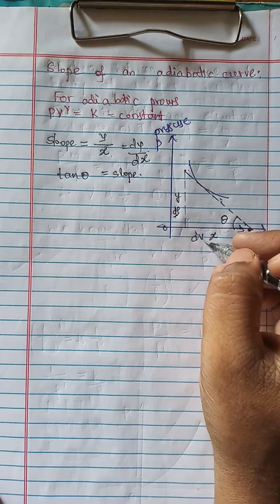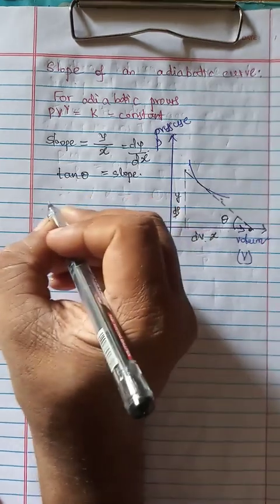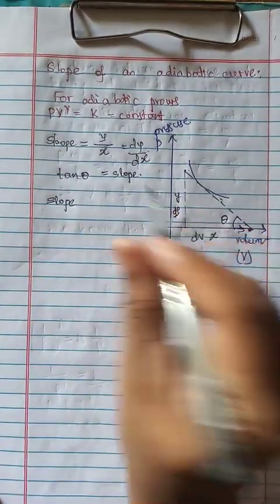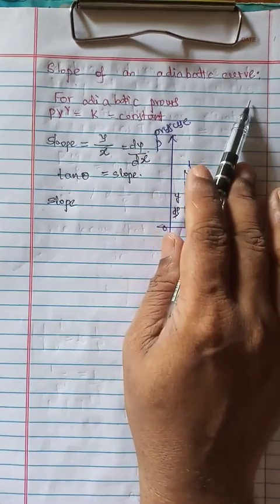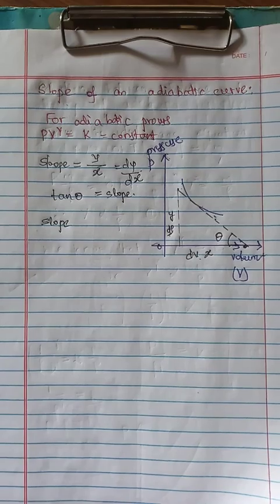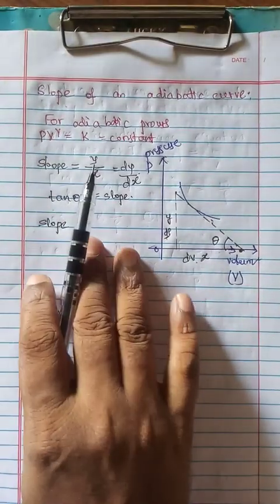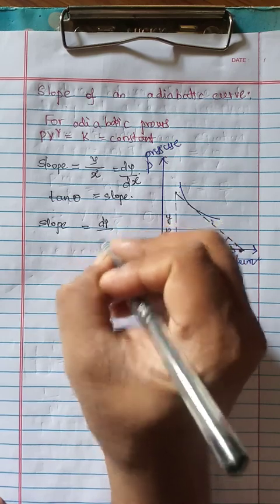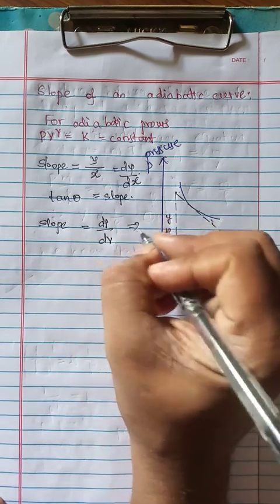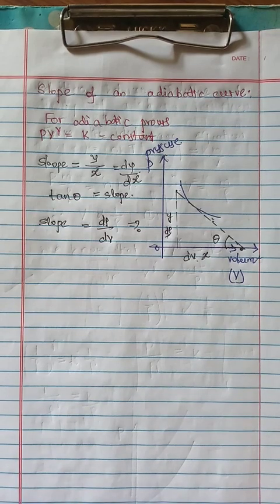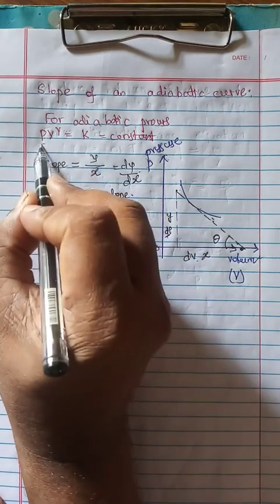You got it, no? So if you want to find the slope of an adiabatic curve, you should find the value of dP by dV. That is the slope of an adiabatic curve. In order to find that slope, we will consider the equation PV to the power gamma is equal to K.